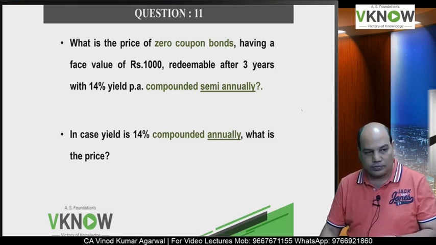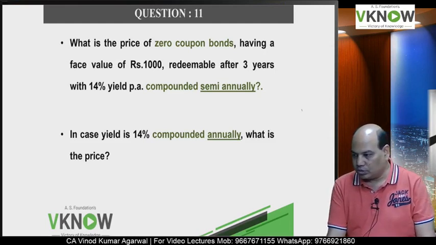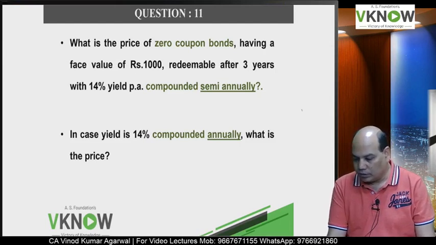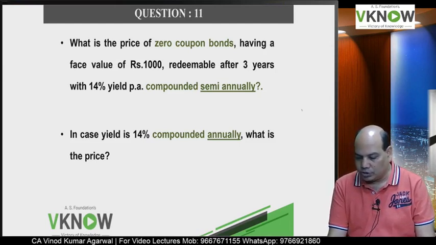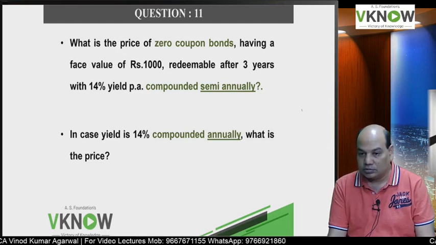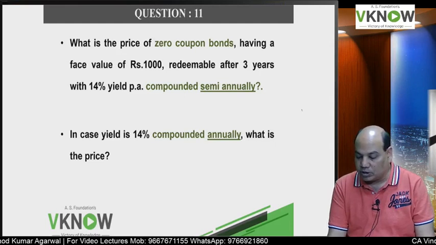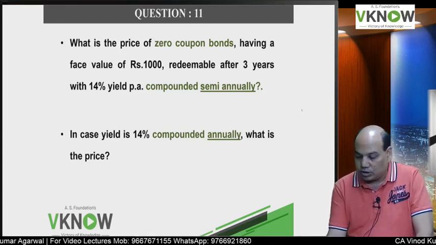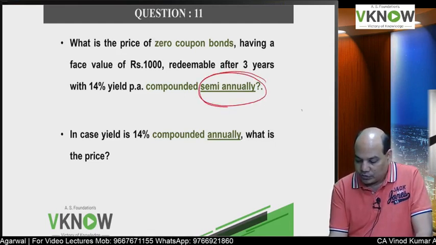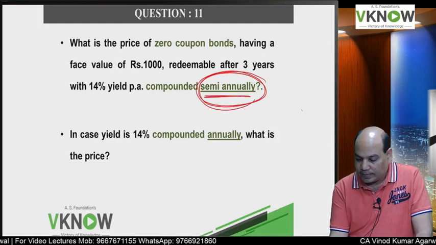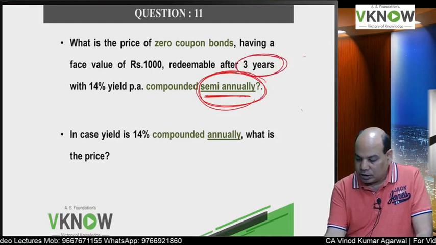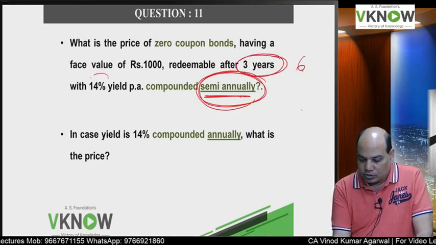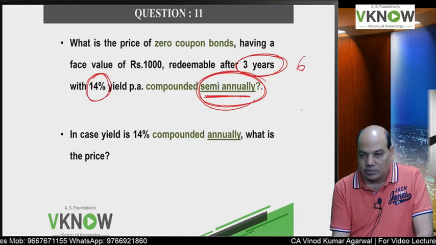What is the price of a zero coupon bond having a face value of rupees 1,000, redeemable after 3 years, with 14% yield per annum, but there is a note here which says compounded semi-annually, underline, which means what I'll do, instead of taking 3 years, I'll take 6, and instead of taking 14%, I'll take 7.